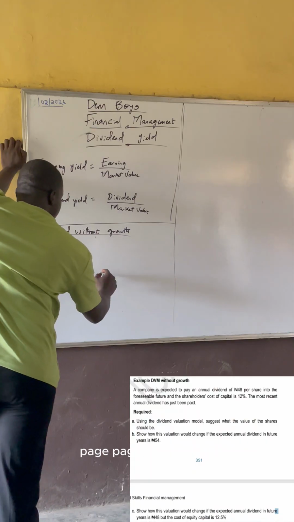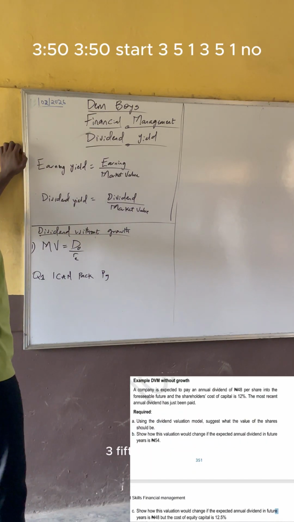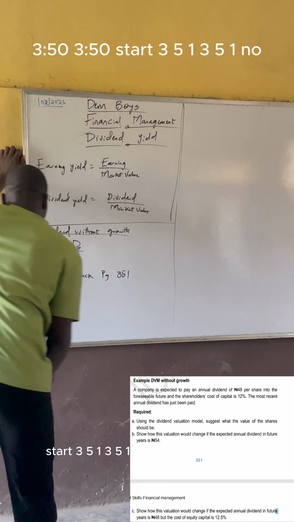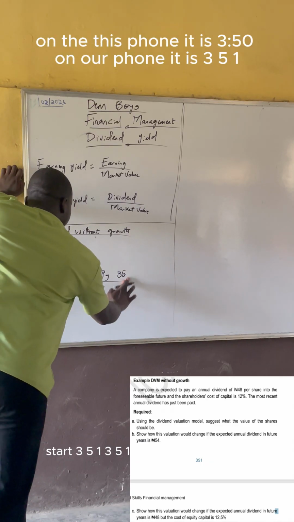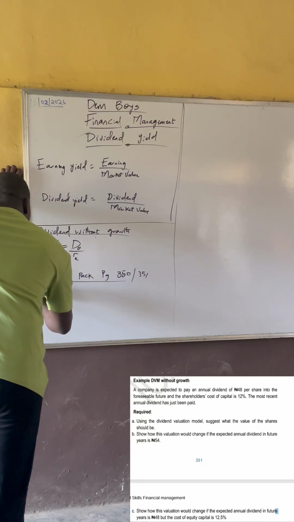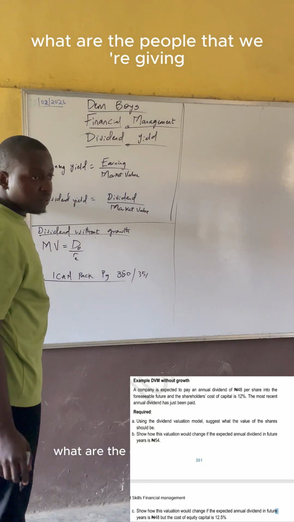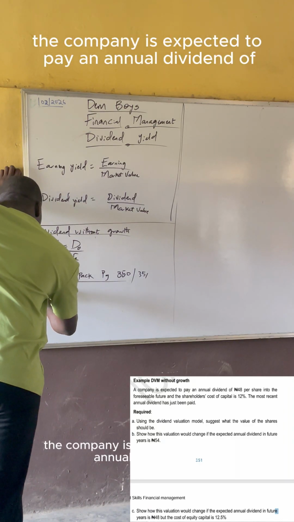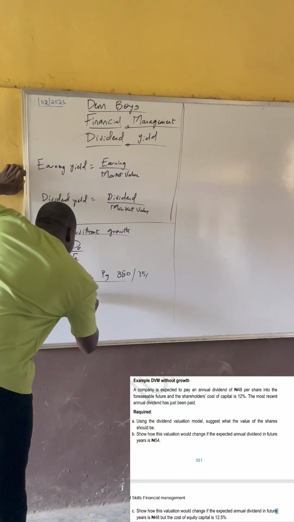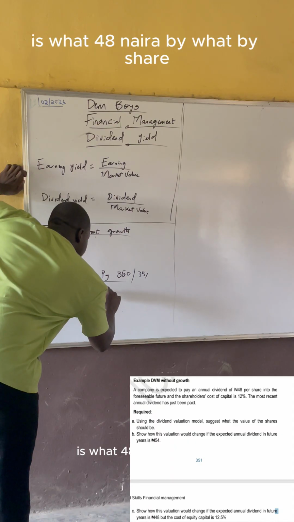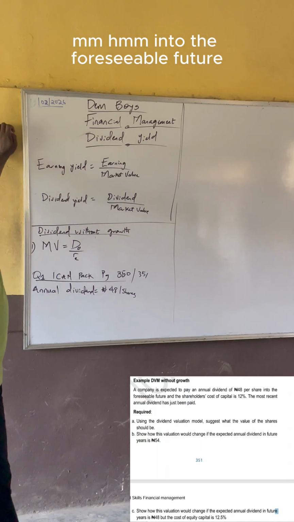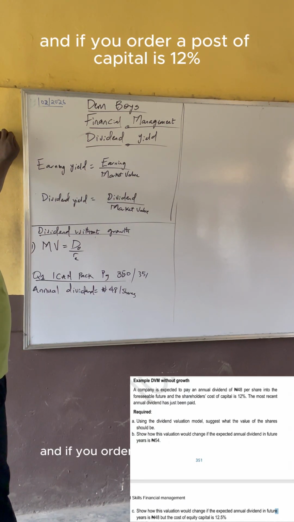I can pass. Page what, please? 350. 351. So the 350 start 351. 351. No, on this phone it is 350, on our phone it is 351. At the Samsung at 100. Now, you need to itemize first. What are the data we're giving? They said the company is expected to pay an annual dividend of 48 naira per share. So annual dividend is what? 48 naira per what? Per shares. Into the foreseeable future. Into the foreseeable future. And the shareholders' cost of capital is 12%.